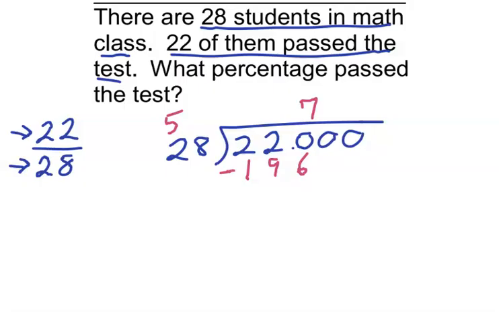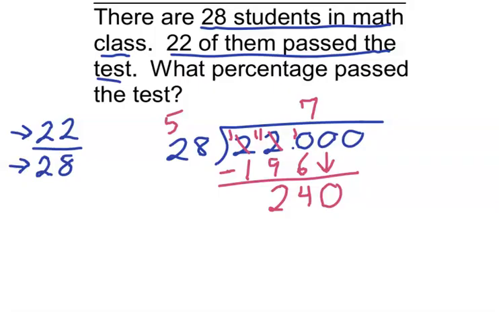Okay, let's see if we end up with less than 28 when we subtract. So we're going to have to borrow from this 2 and make it a 1 to make this big enough. 10 minus 6 is 4. Now we're going to have to borrow from this 2 and make it a 1, make this 11. So that's 2. So 24 is less than 28, so we're good with that. Let's bring down the 0. Okay, so then how many times will 28 go into 240?